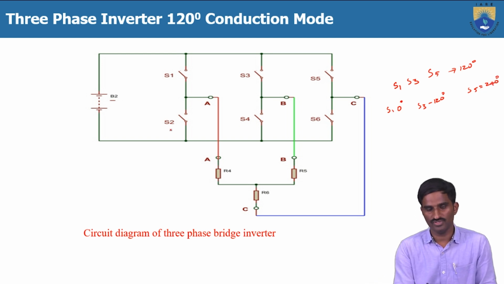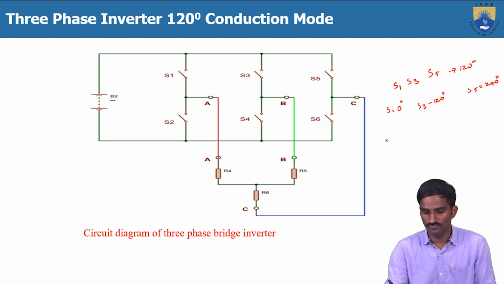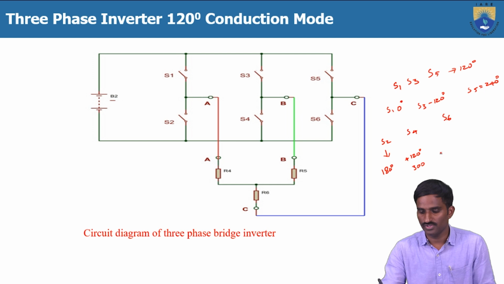Similarly, in the negative group of thyristors also, because S1 starts at 0 degrees, S2 must start at 180 degrees. So if S2, S4 and S6: S2 starts at 180 degrees, then plus 120 degrees, which is 300 degrees, S4 will start, and after another plus 120, this is 420 degrees, at 420 degrees S6 will turn on.